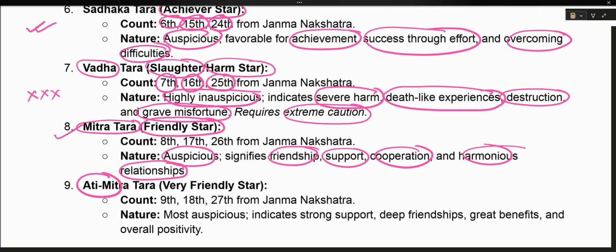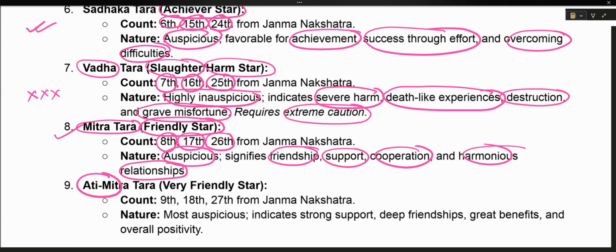So what is the friendly star? This is the 8th one from the Janma Nakshatra, 17th one from the Janma Nakshatra, and 26th nakshatra from the Janma Nakshatra if you count. I am always repeating that you have to count from the Janma Nakshatra. If you have Aslesha Janma Nakshatra, the 8th nakshatra will be different. If you have Rohini, from Rohini you have to count. If you have Magha Janma Nakshatra, from Magha you have to count the 8th, 17th and 26th.